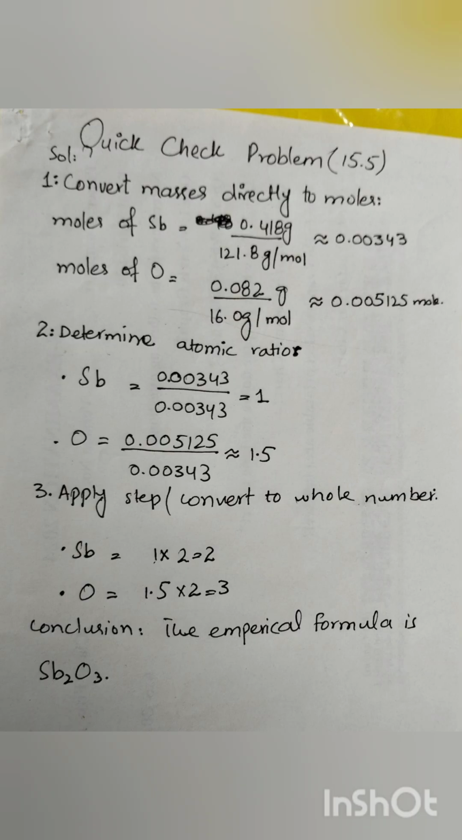For the oxygen, 0.005125 divided by 0.00343, which is approximately equal to 1.5. Now we will multiply the ratios by 2. For the antimony, 1 multiplied by 2 is equal to 2. For the oxygen, 1.5 multiplied by 2 is equal to 3.